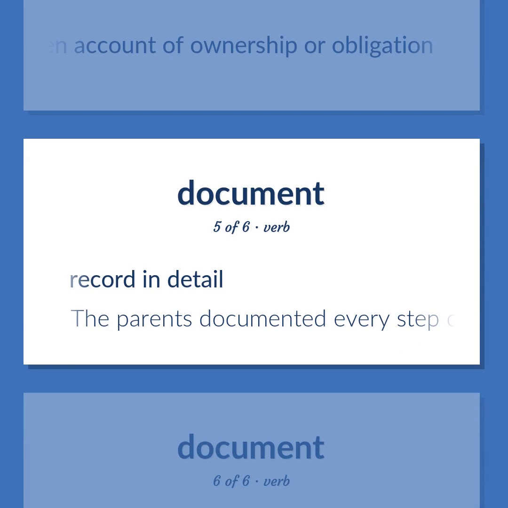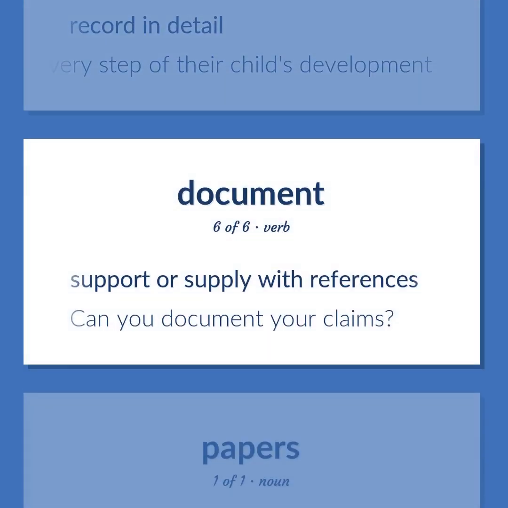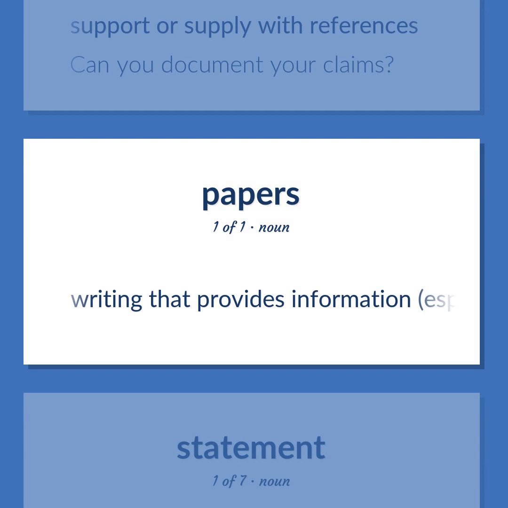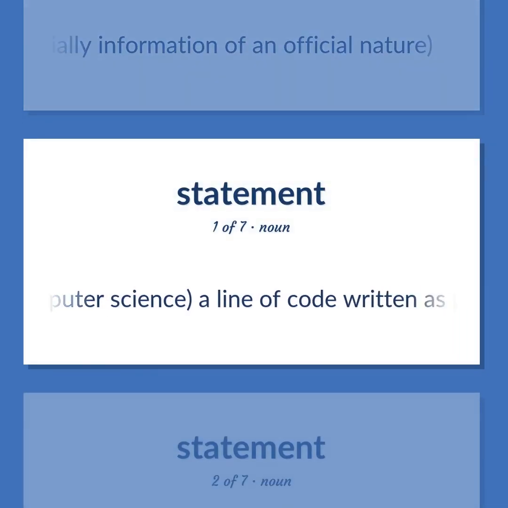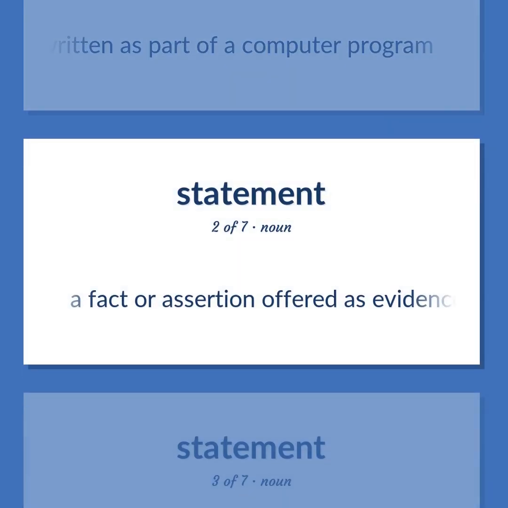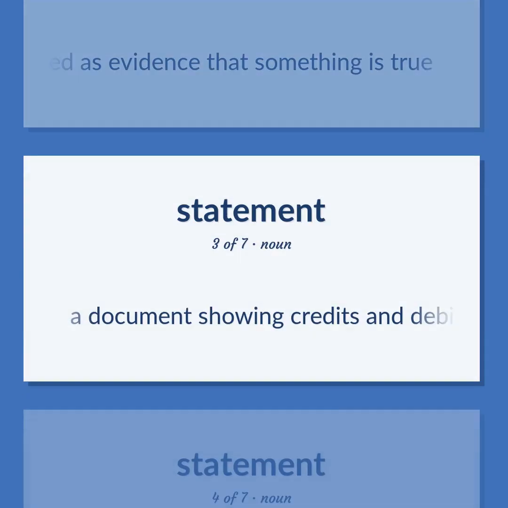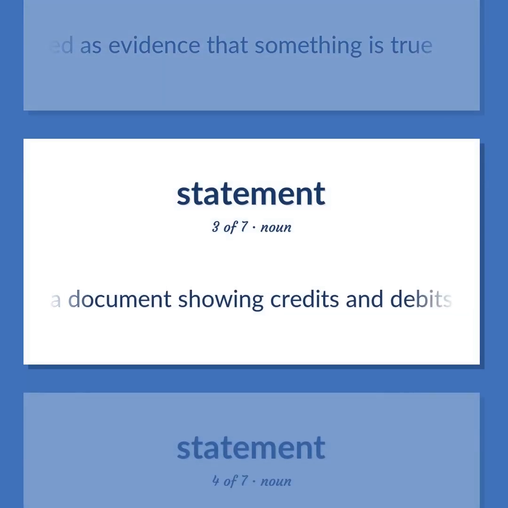Record in detail. The parents documented every step of their child's development. Support or supply with references. Can you document your claims? Writing that provides information, especially information of an official nature. Computer science. A line of code written as part of a computer program. A fact or assertion offered as evidence that something is true. A document showing credits and debits.